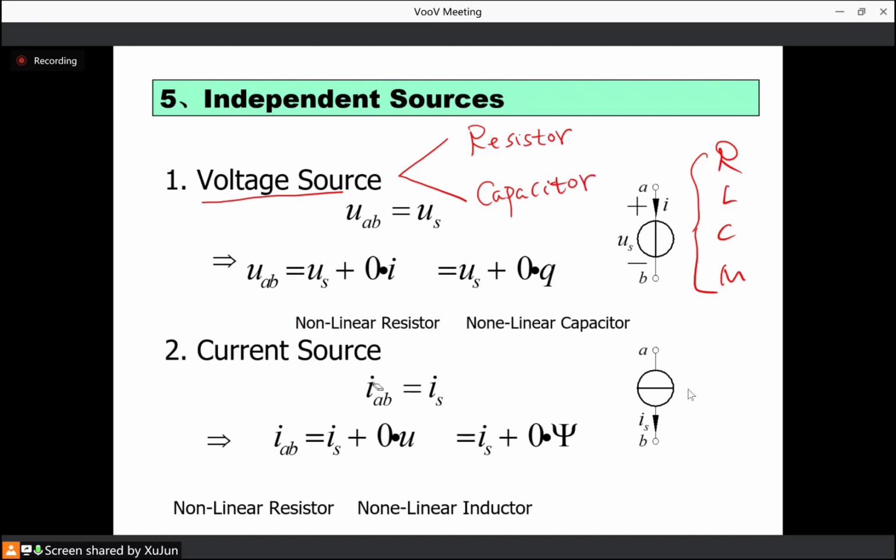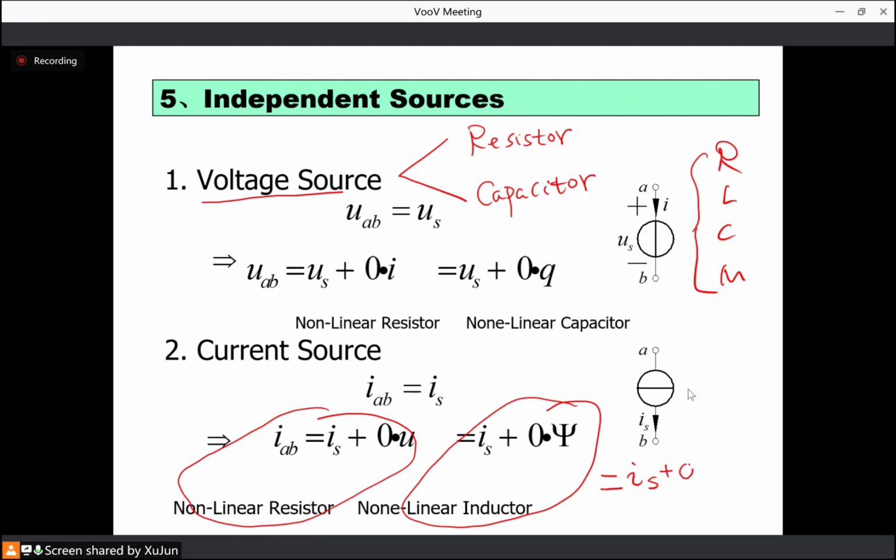And for the current source, IB equal to IS plus 0 multiple U, we can treat it as a nonlinear resistor. This is voltage control. We can also write IS plus 0 multiple psi. This is a nonlinear inductor. So maybe you will ask why we write as IS plus 0 multiple Q. Why not write as this? Because Q and I is a differential relation. I equal to dQ/dt. It can't form a component.